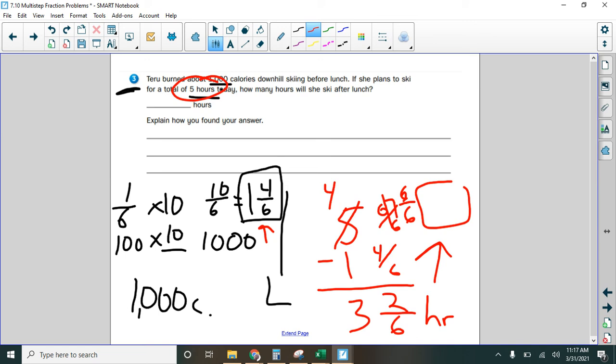All right, those are the steps you're going to go through. These are multiple step problems. So you're going to be doing some thinking. You're doing number 1, number 2, and number 4 today.